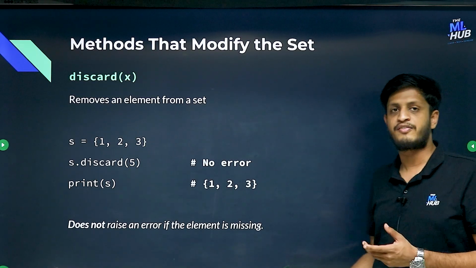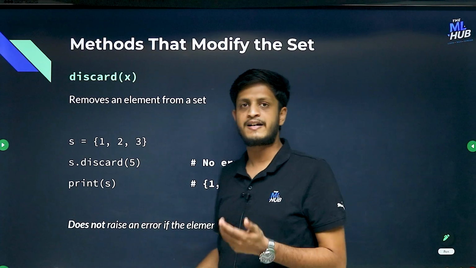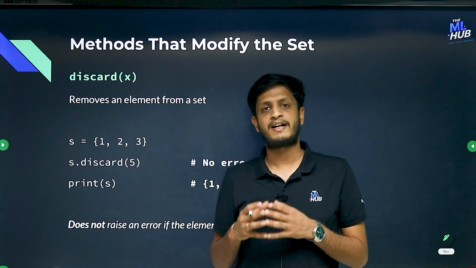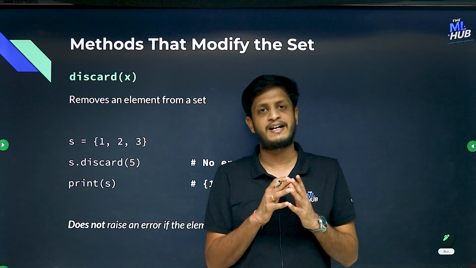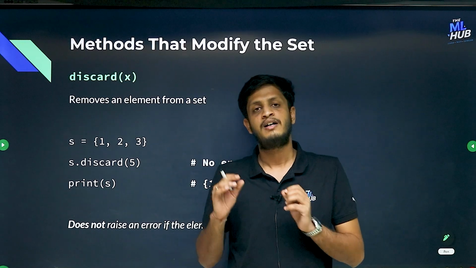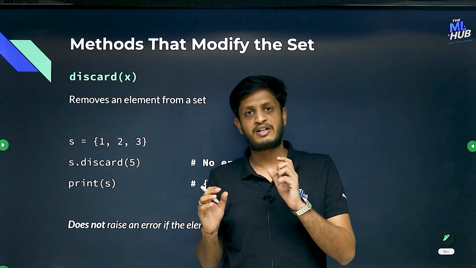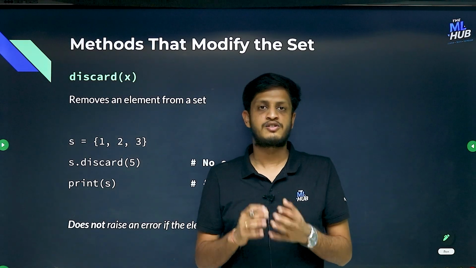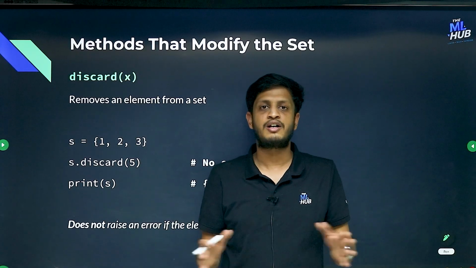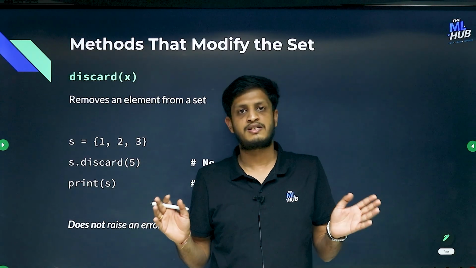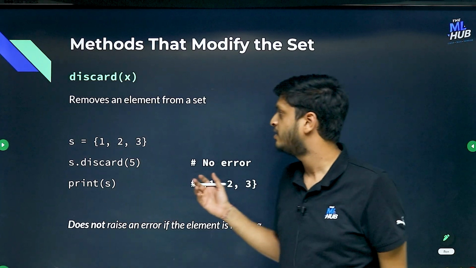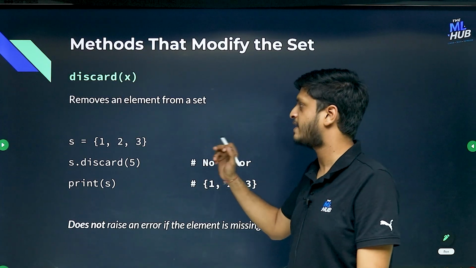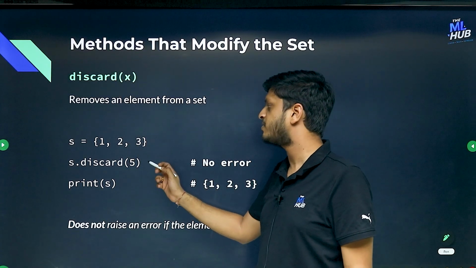Now next is the discard function. There is another way in sets in which you can avoid the error. The discard function and remove function are exactly the same. They will remove the elements. The remove function gives you an error if the element is not present. But the discard function does not give you an error. It will just ignore the statement if the element is not present. So if you don't want errors, you can use the discard function. It also removes an element from the set.